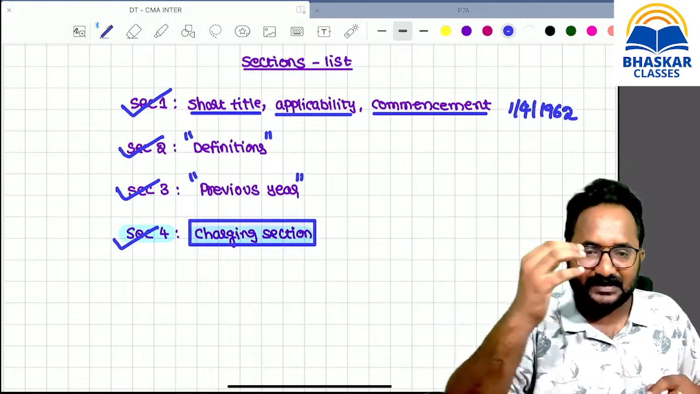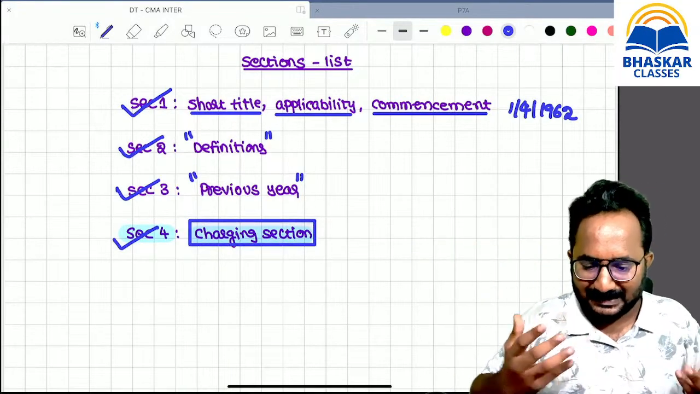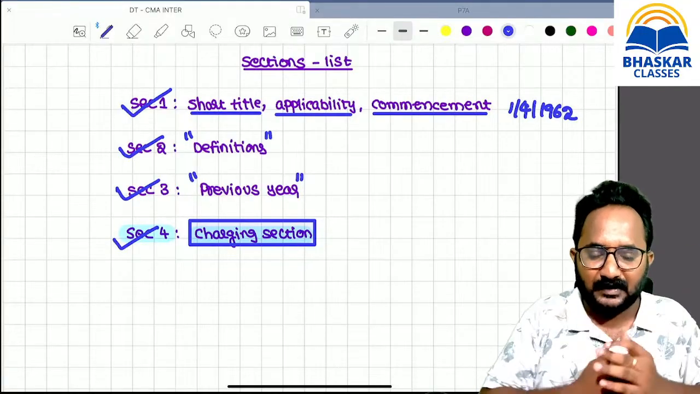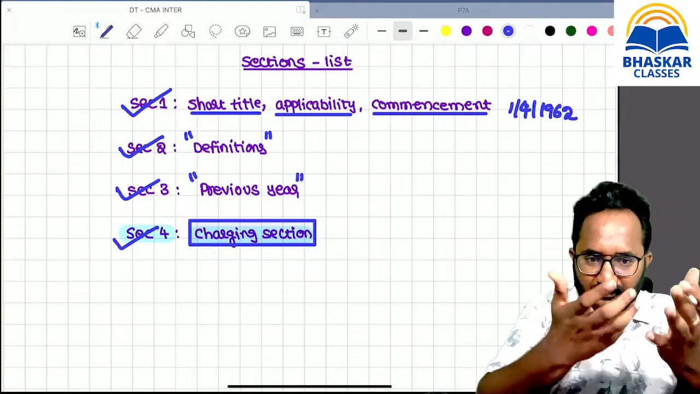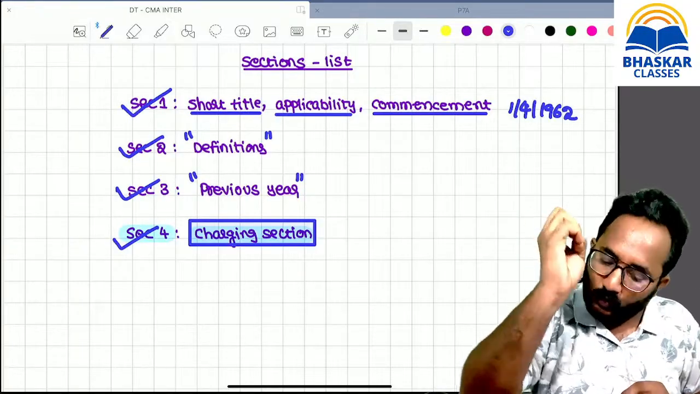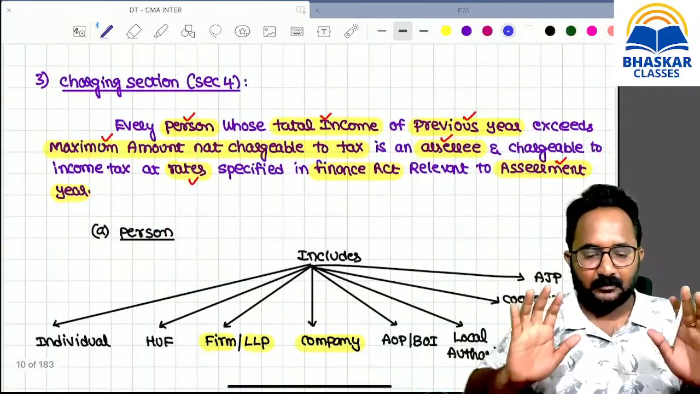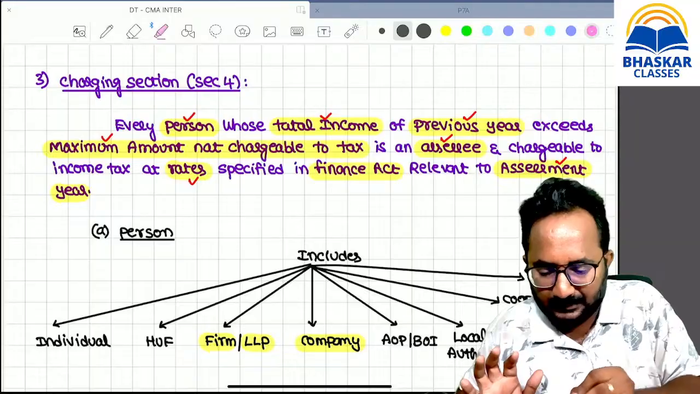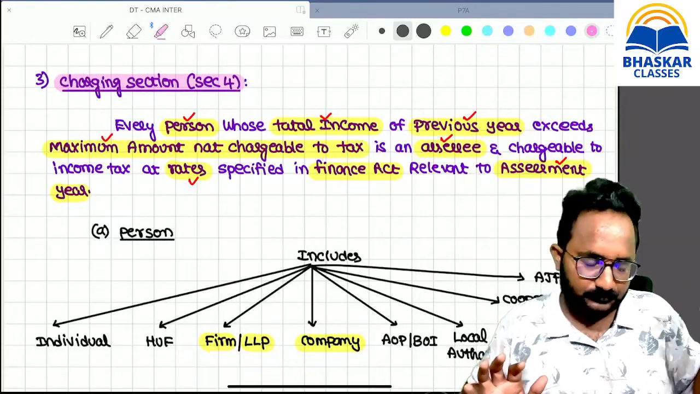Why do we need to learn the charging section, sir? The Income Tax Act 1961 is there. For collecting income tax, on what basis we can collect it and at what rate we can collect it, all these things are given in section 4. Now we can start section 4. Listen carefully. Charging section, that is section number 4.